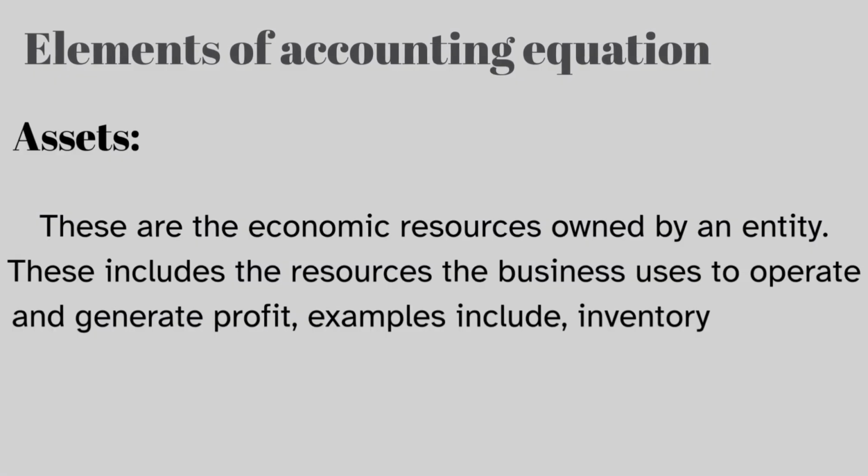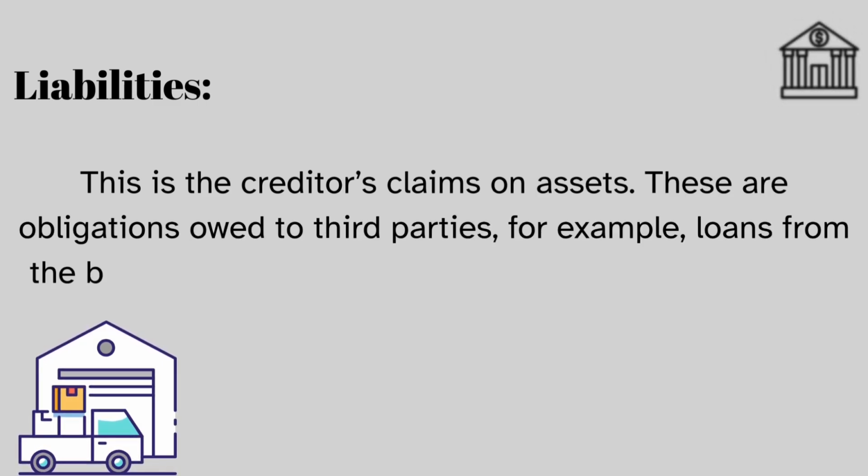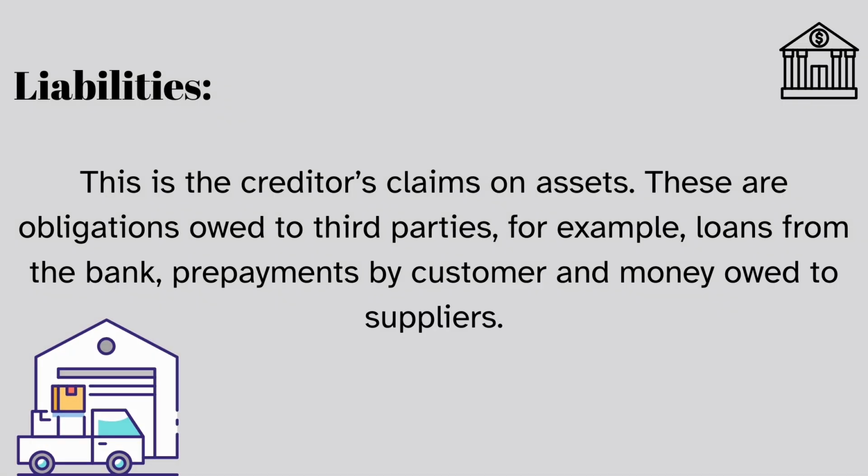Then we have liabilities. Liabilities are creditors' claims on the assets. These are what the company owes its creditors, what the company owes its financiers. They are obligations owed to a third party by the entity, like future obligations the entity has to pay. I borrowed from this bank, so now I have to pay them. Examples include loans from banks and prepayments from customers.